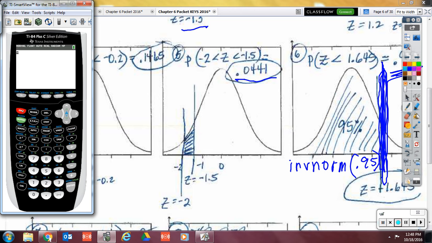Second vars, it's number 3. Number 3, inverse norm of the area below, 0.95, is the z at that spot. Okay? So that gives us 1.645. Voila! And you didn't have to do the backwards thing on your chart. Okay, let's continue and look at the other ones.